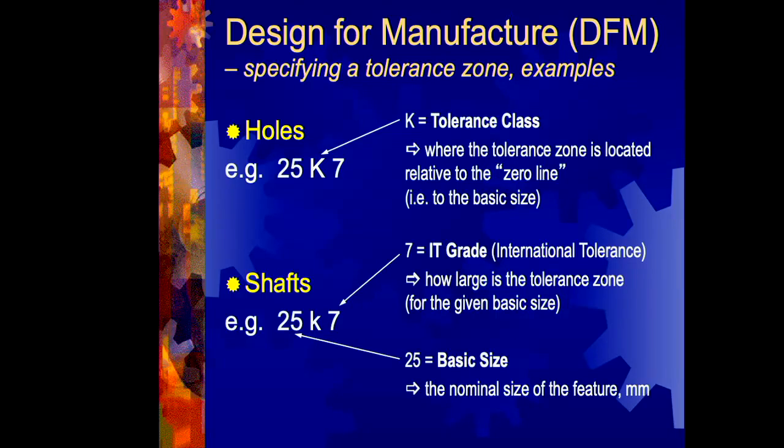So it's good, being in this lecture, doing DP4 sets you up really nicely for the exam. And I tend to always ask a question or two of this sort of stuff, just to build up your learning, build up your understanding of this particular shorthand. And then we've got the letter, the tolerance class. And this is where the tolerance zone is located relative to that 0 line, or the baseline, the basic size.